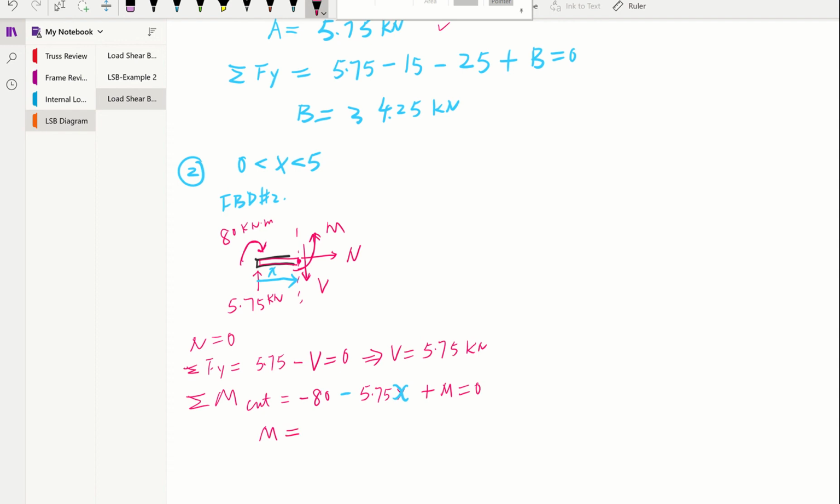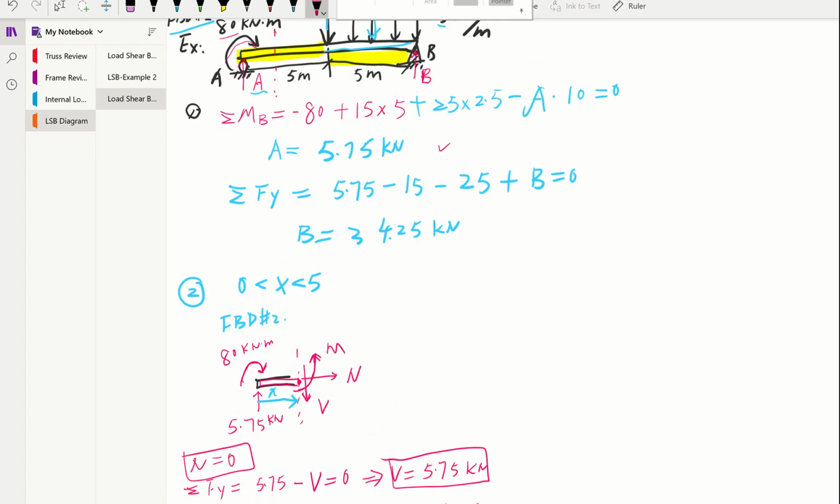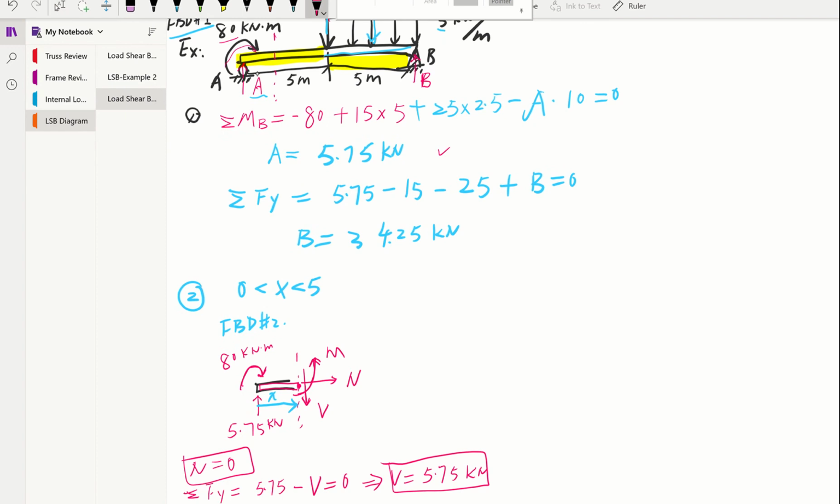That will be equal to 5.75x plus 80. So break up those answers. Okay. So what we have gotten is basically for the first half of the beam. Now we know what we're going to solve next, right?